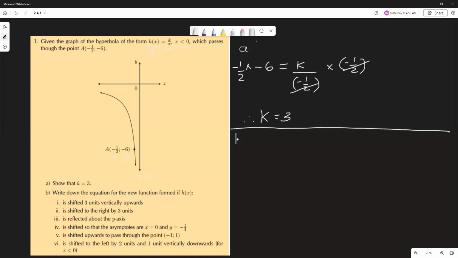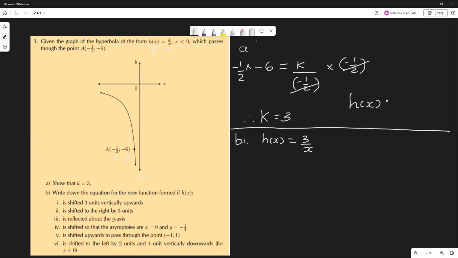Now we're going to do B1. Write down the equation for the new function formed if h of x is shifted 3 units vertically up. So we agree that our h of x is 3 over x. Before we do this transformation, let's quickly discuss this.